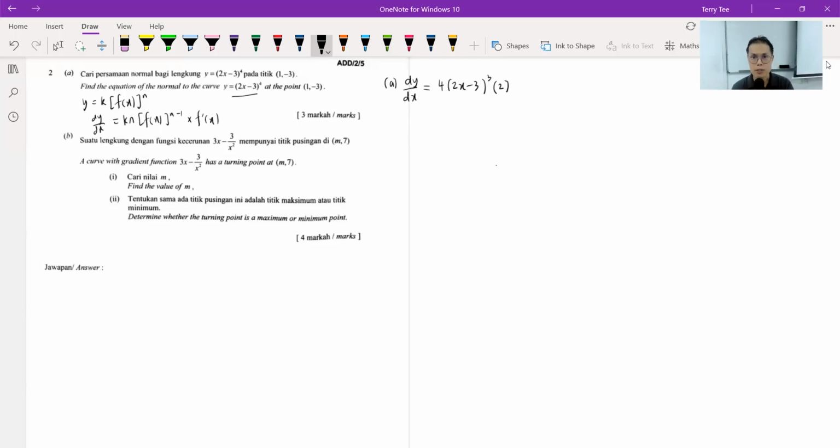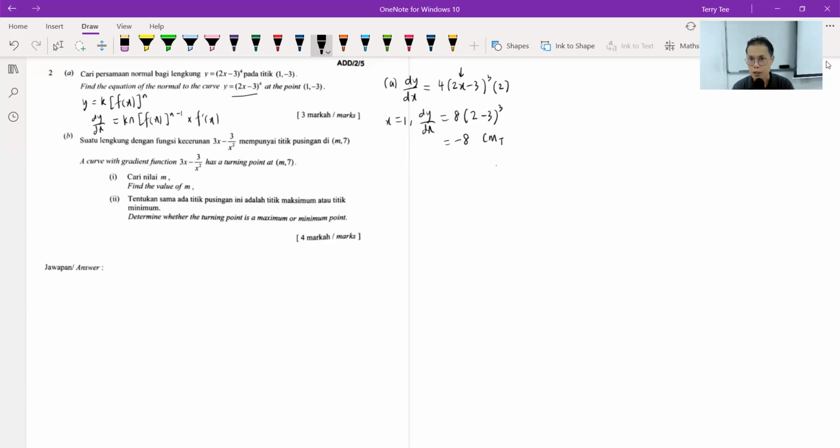Now, next we have to substitute x with 1 because we're finding the equation of the normal at x equals 1. So let us substitute inside. Now, you can actually multiply this. 4 times 2 is 8. Put 1 in for the x here, so this will give us 2 times 1, which is still 2. 2 minus 3, power 3. 2 minus 3 is negative 1. Negative 1 power 3 will give us negative 1, right? Negative 1 times 8 is negative 8.